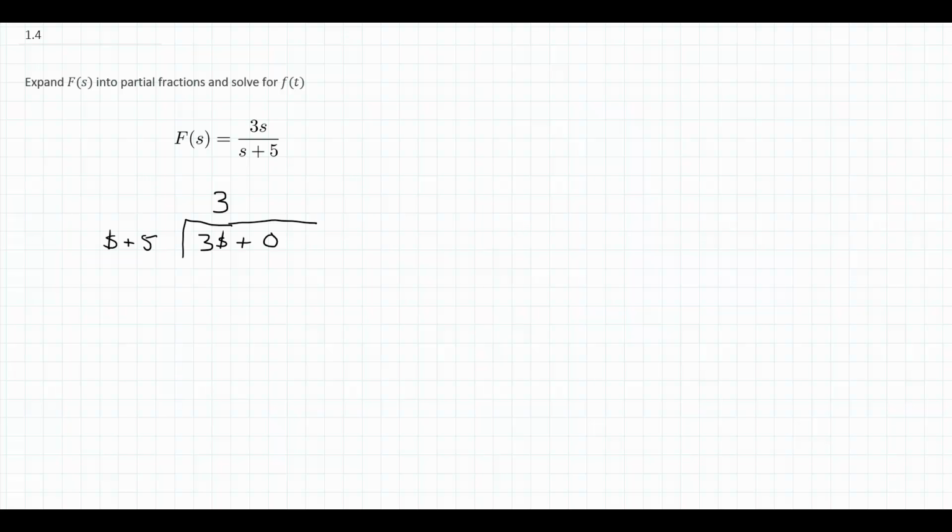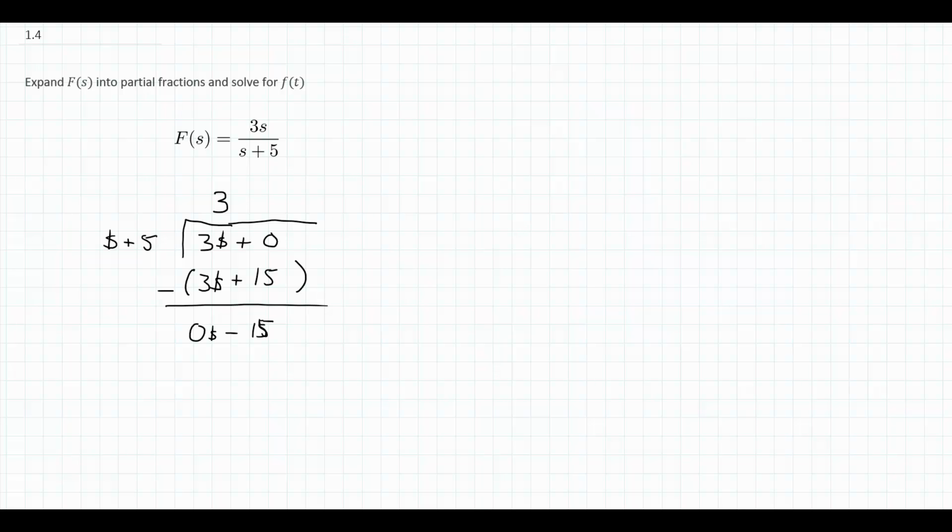Right, so what I'm going to do then is subtract 3 times the s plus 5. So 3 times s is 3s, and by design this will go to 0. But then I'll have a 3 times 5, that will be 15. So 3s plus 15. Now if I carry through this subtraction, I have 3s plus 0 minus 3s plus 15. 3s minus 3s is going to be 0s, and again, we want that to happen. So 0s, but then we have a 0 minus 15, which is minus 15.